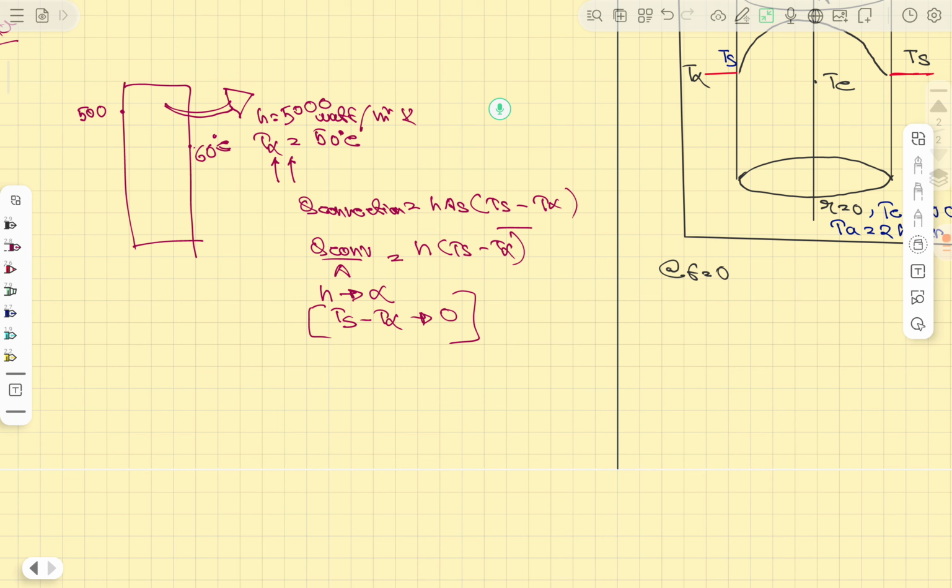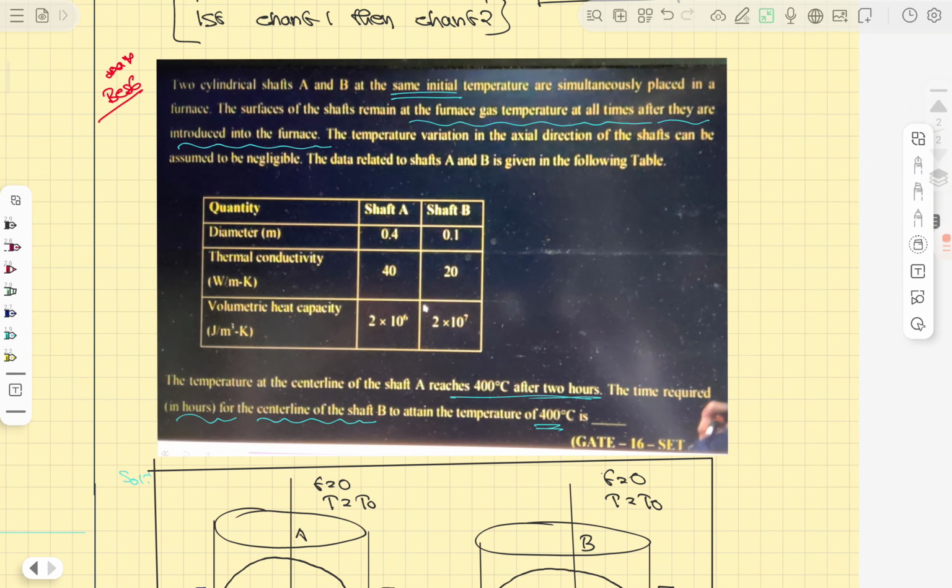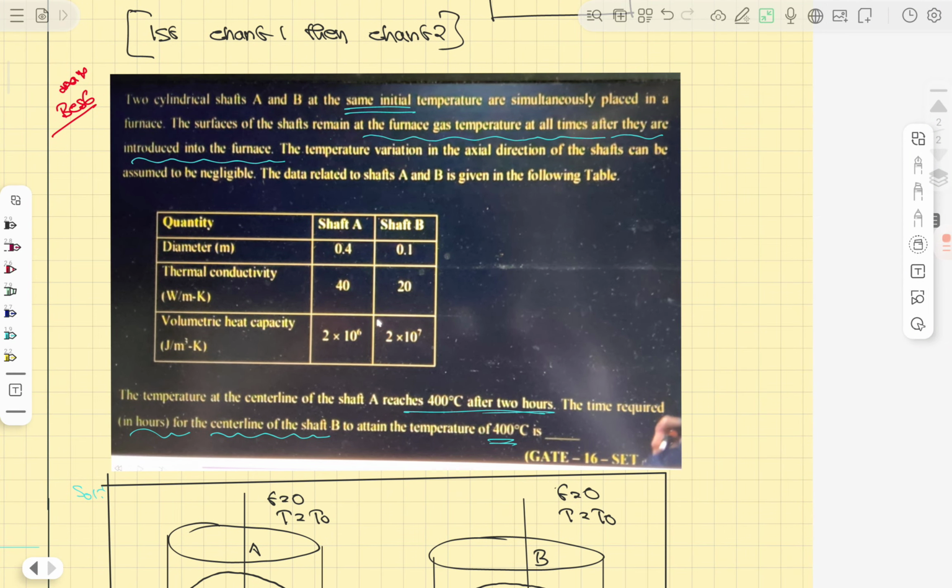What I want to say, check here. What is the question? The question said that the surface of the shaft remains at the furnace gas temperature at all times after they introduce it into the furnace. So indirectly in this question, what is given? The surface temperature and ambient temperature. It's a clear indication that in this case h is infinity. That's why Ts minus T infinity tends to 0. So this is the logic.